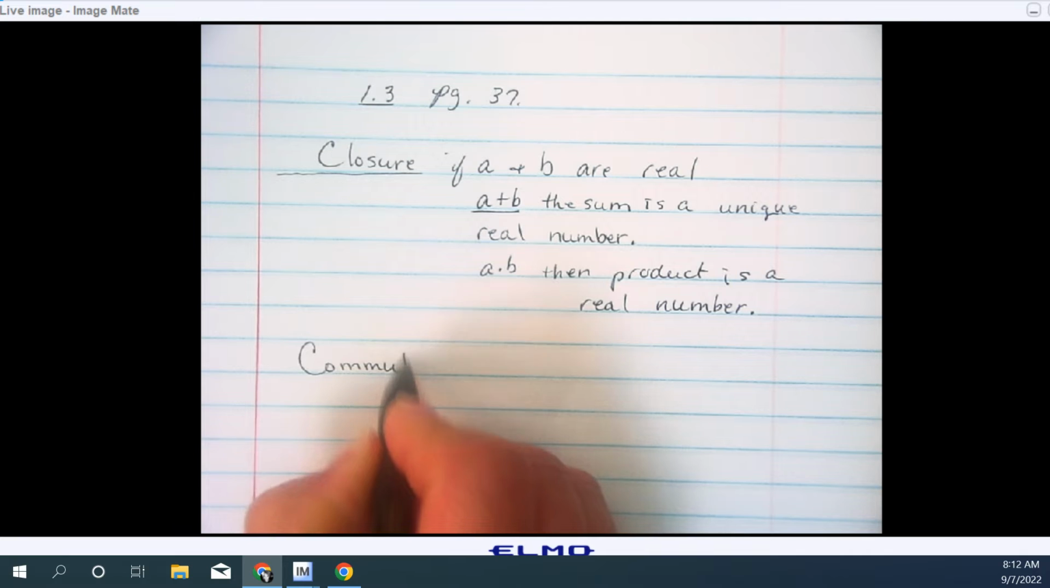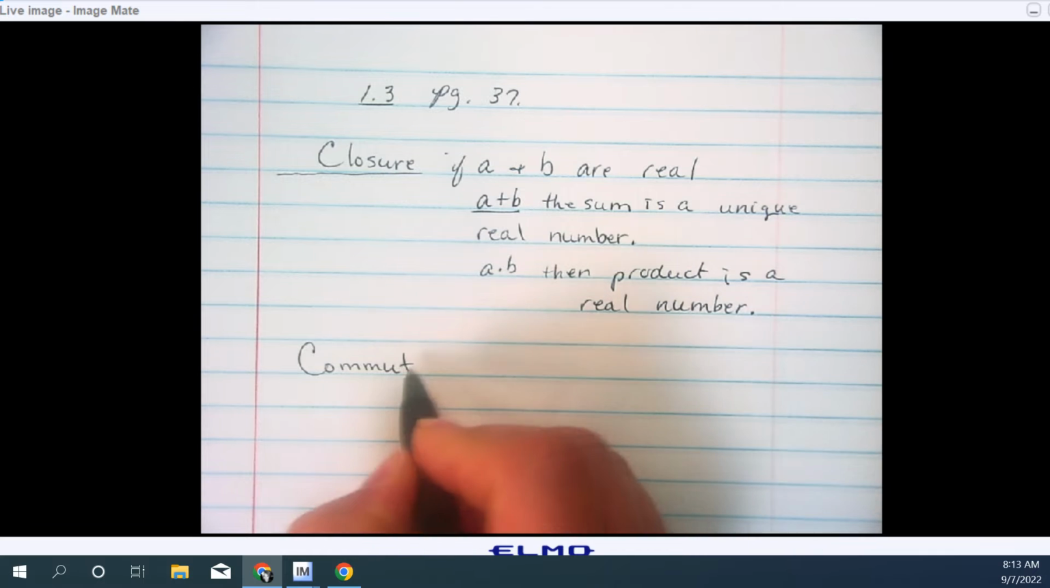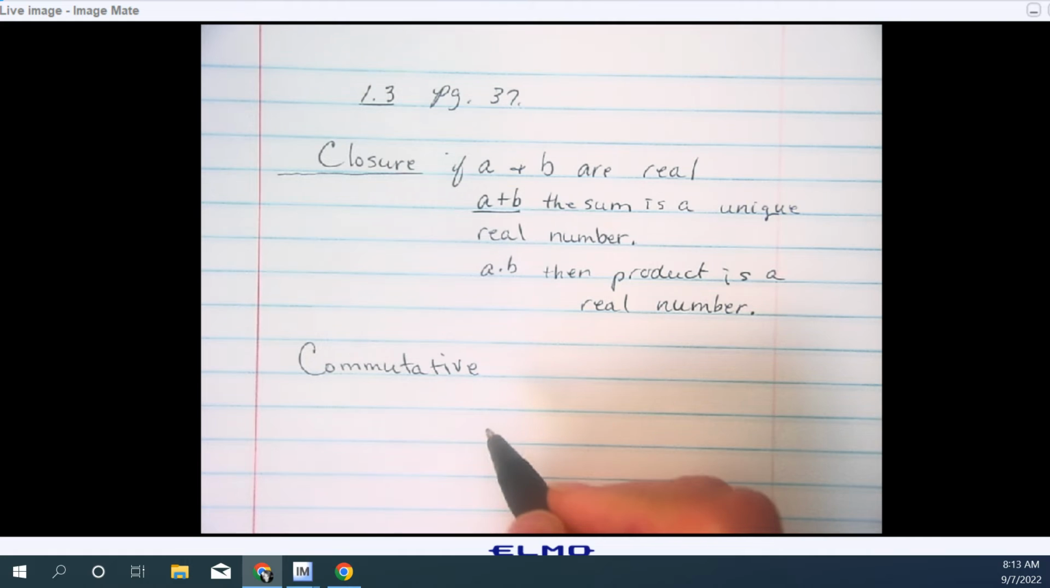Now, commutative. Do I have anybody in here that commutes to school? Do I have anybody in here that drives to school? You're a commuter. You're driving back and forth.